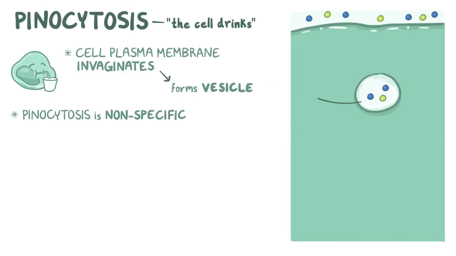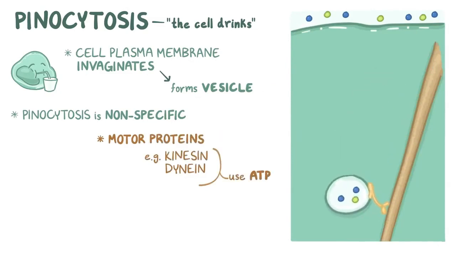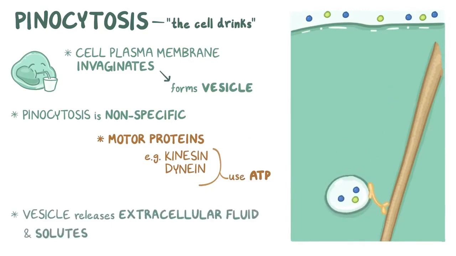And once inside the cell, motor proteins like kinesin or dynein carry the pinocytosis vesicle using ATP deeper into the cytosol. At the same time, the vesicle slowly releases the extracellular fluid and the solutes into the cytosol as well.